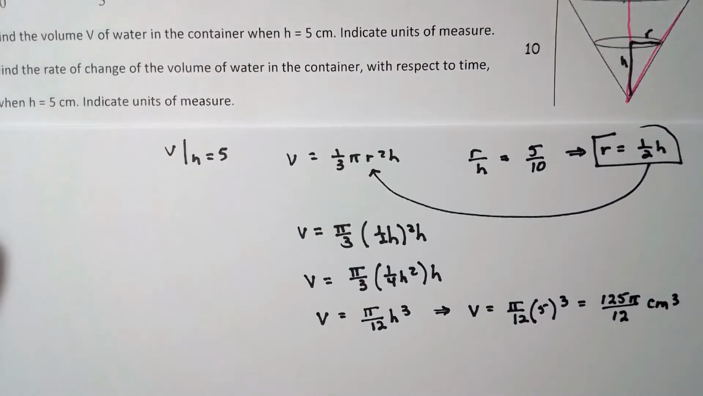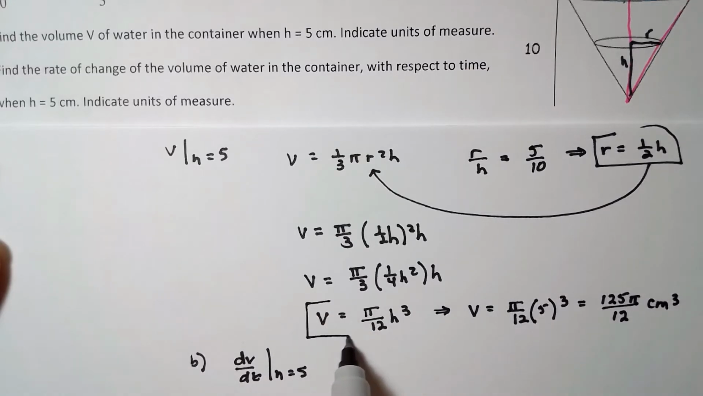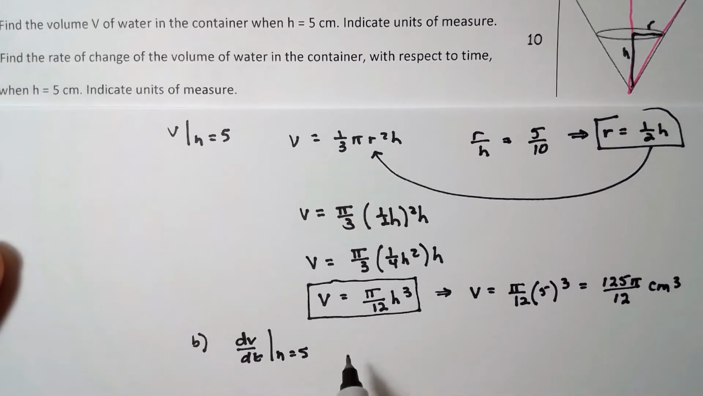Now in B, we do want the derivative. In part B, we want to find the rate at which the volume is changing when H is 5. Okay, well, I have the compacted or simplified volume formula, so let's take the derivative of that thing. On the left, we get dV dt is equal to, now if I bring the 3 down, this is going to become pi over 4. It's going to cancel with a factor of 3 in the bottom. So I'm going to have pi over 4 H squared dH dt.